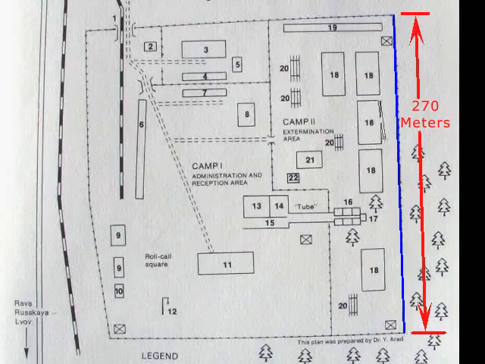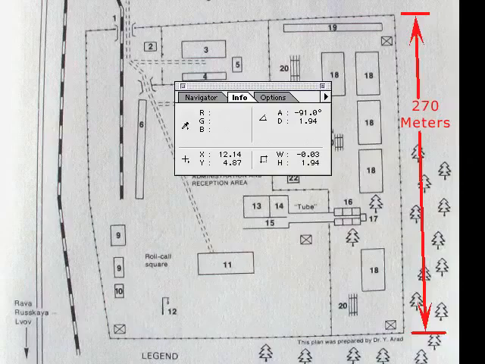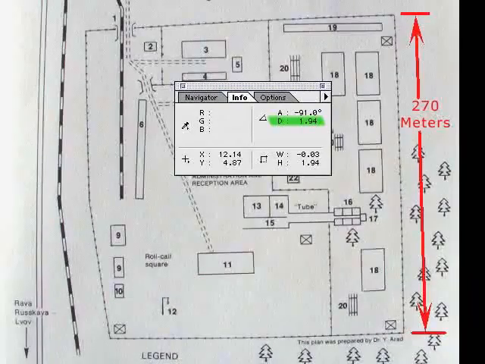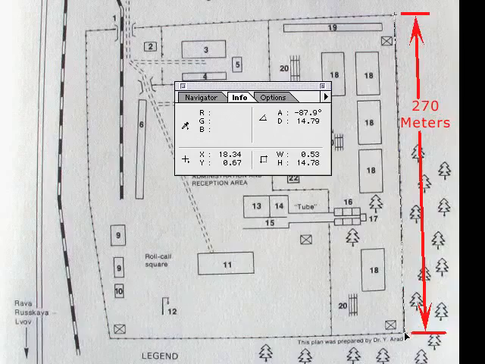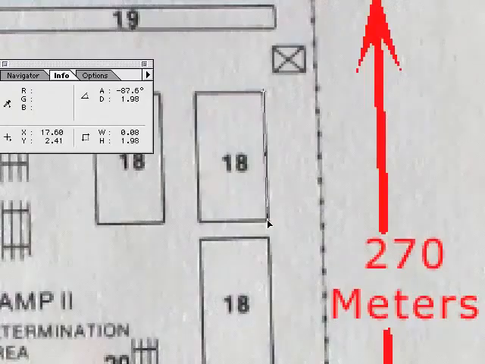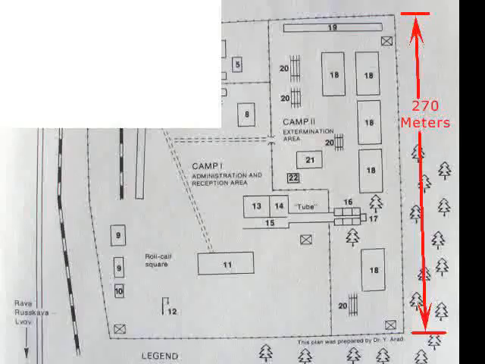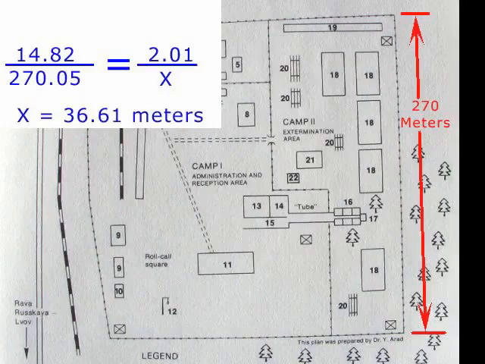If this length is 270 meters, then what is this length? We'll use the ruler tool in our computer program, which is called Photoshop. Watch the number next to the D here, which stands for distance. So if you look closely in the top right, we see the ruler tool coming into the screen. This is 14.82, and the length of this pit is 2.01. With these numbers, we can make this equation. 14.82 is to 270.05 meters as 2.01 is to x. Solving for x, we get 36.61 meters as the length of the pit.